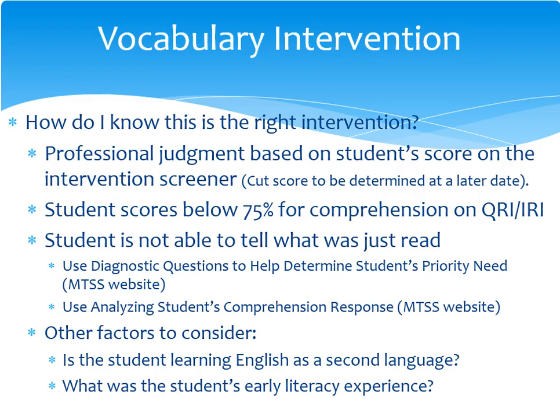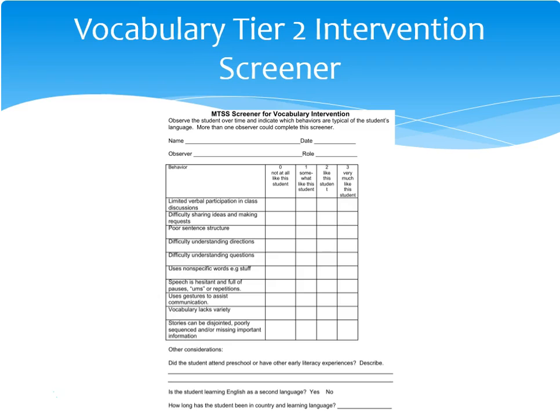Other factors to consider would be the student's English language proficiency and early literacy experiences. Using the diagnostic questions that are available on the MTSS website will help you in the selection process to determine the student's priority needs. The screener should be completed by an observer on students being considered for this intervention. More than one person can observe and complete this screener. Observing a child in multiple settings will give a more complete picture of the student's language.